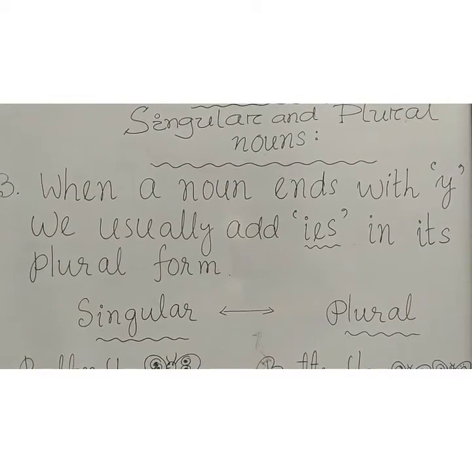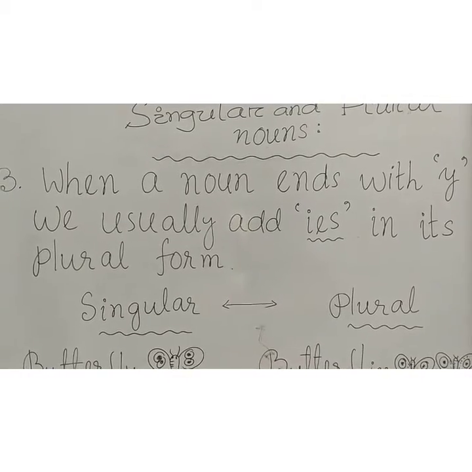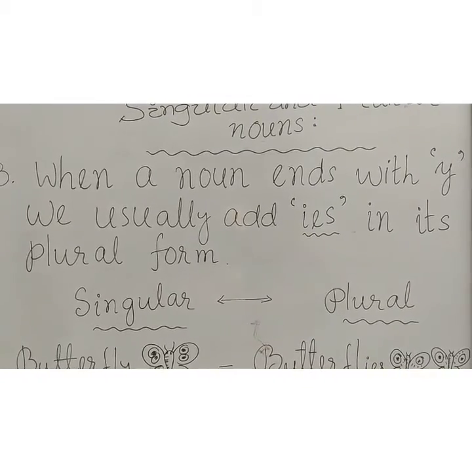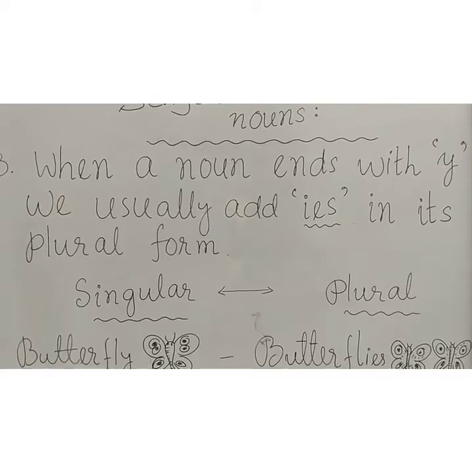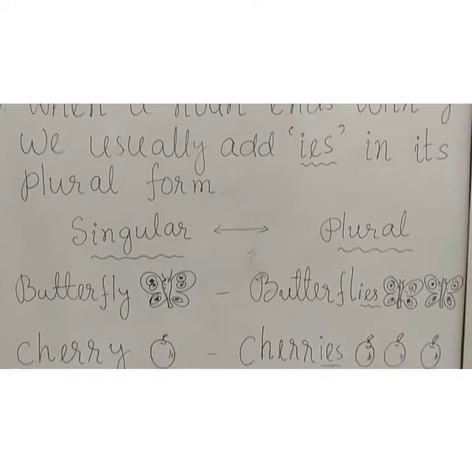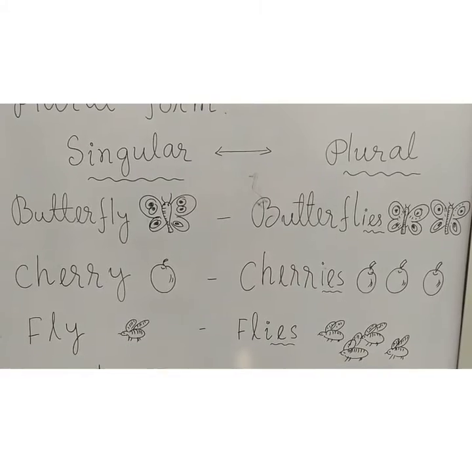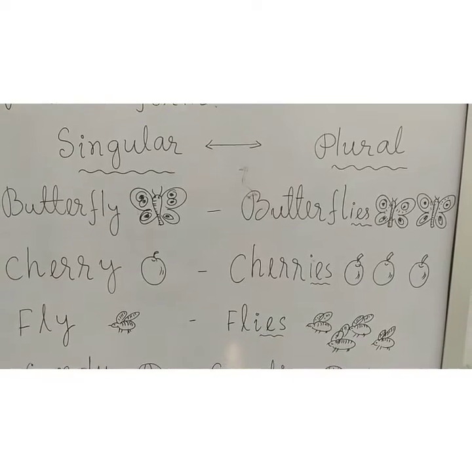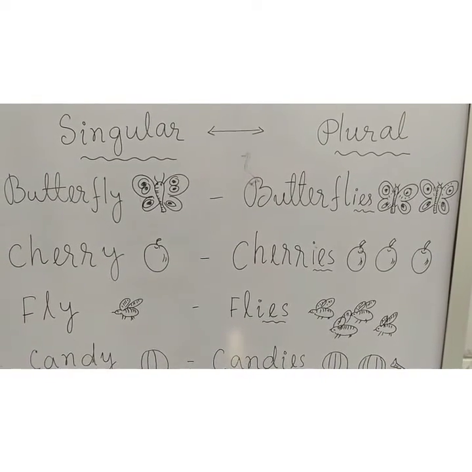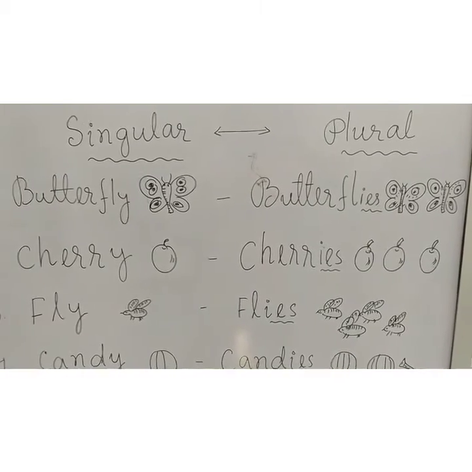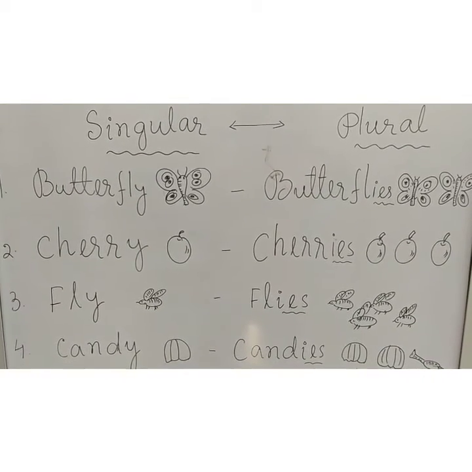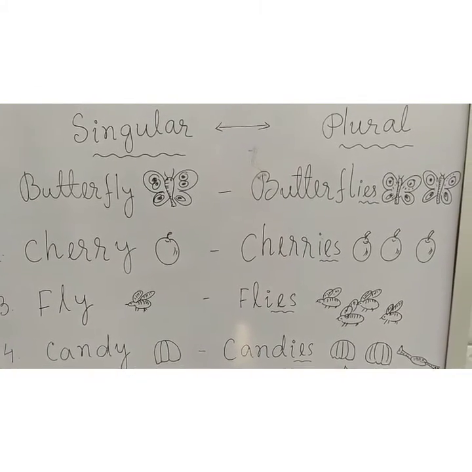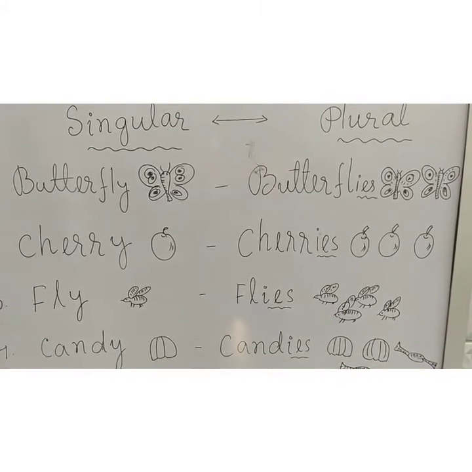Now, which are the nouns where we use ies in its plural form? When a noun ends with y, we usually add ies in its plural form. Here, some nouns are given. Along with the nouns, I have written the plural form of those nouns with some pictures. First one, butterfly, ends with y. If it is one butterfly. If it is more than one butterfly, it is butterflies.